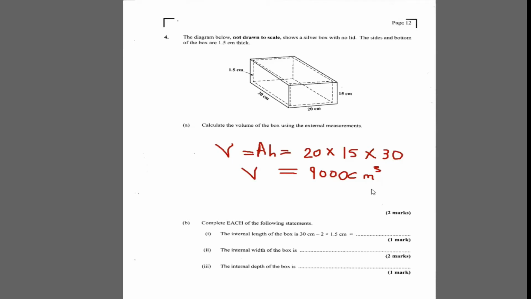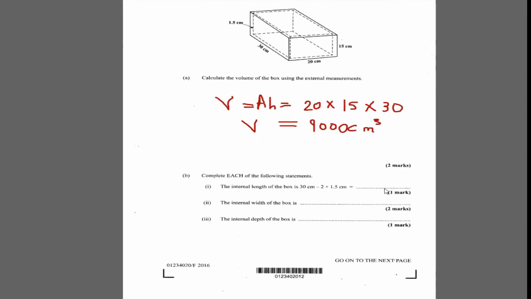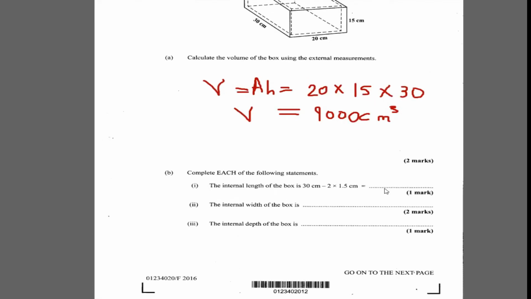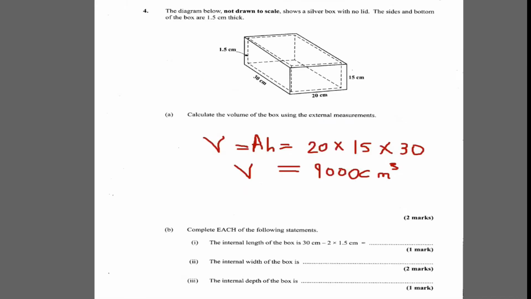Now that the volume is 9,000 cm cubed, let's see what else they want to know. It says complete each of the following. The internal length of the box is 30 minus 2 times 1.5. You have to subtract from the external length. You're going to have to subtract this 1.5 here, and this 1.5 here.